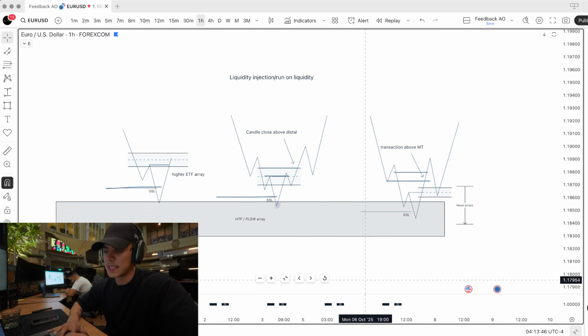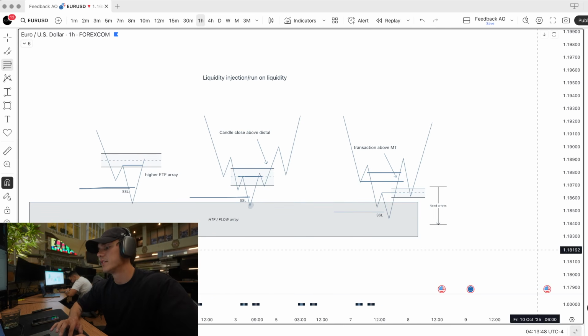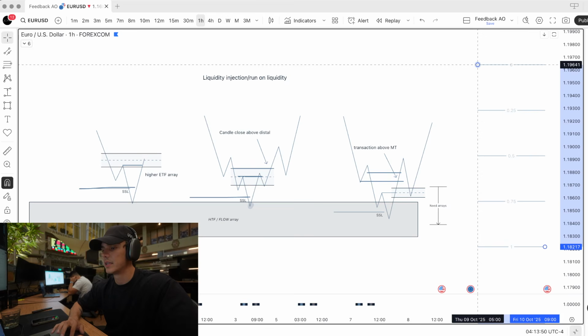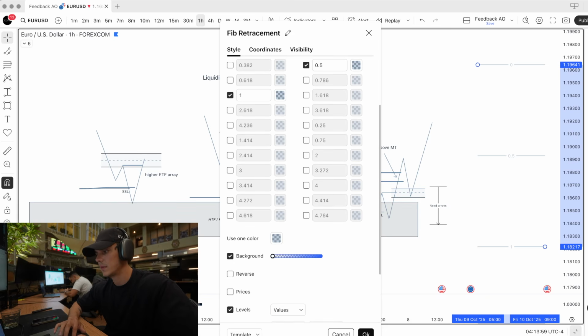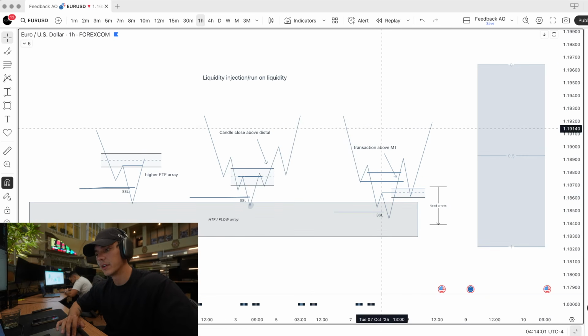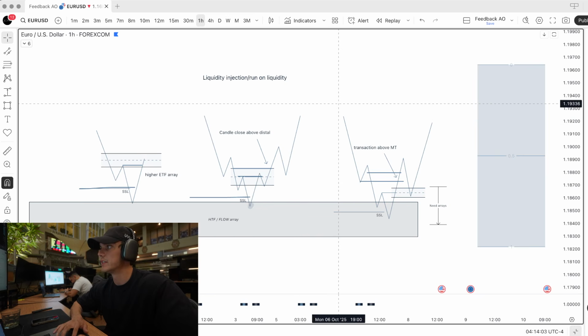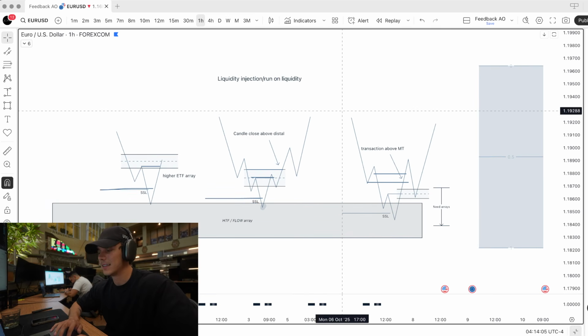What makes this even better is if this is done in, let's say, a discounted area, right, from your dealing range. Super simple, really not that difficult. If all of this occurs, boom, into your discounted area. So that's that. Not rocket science.